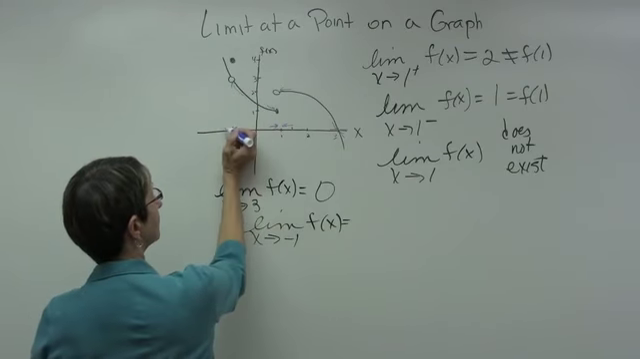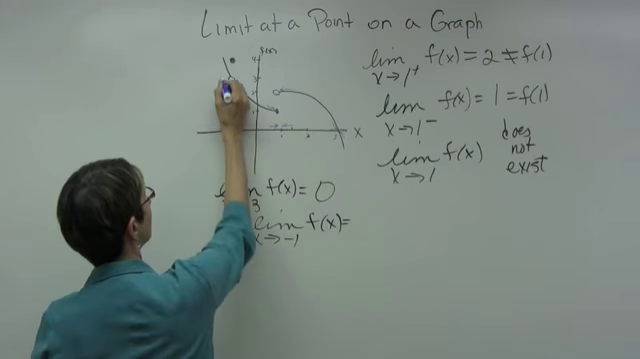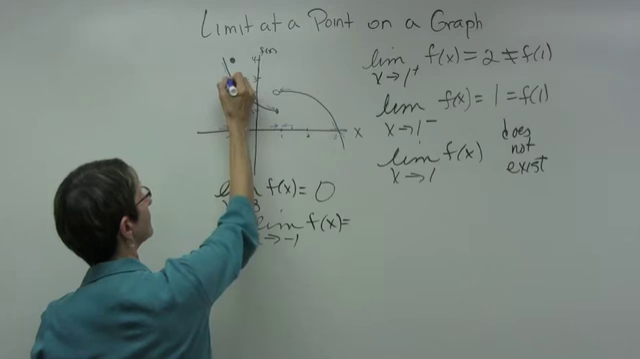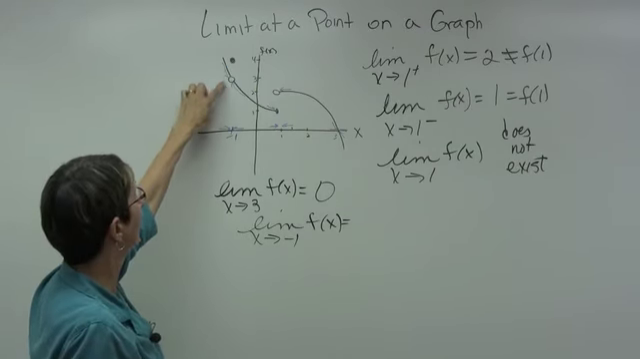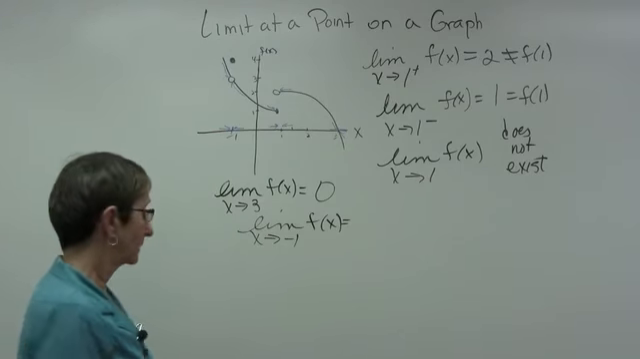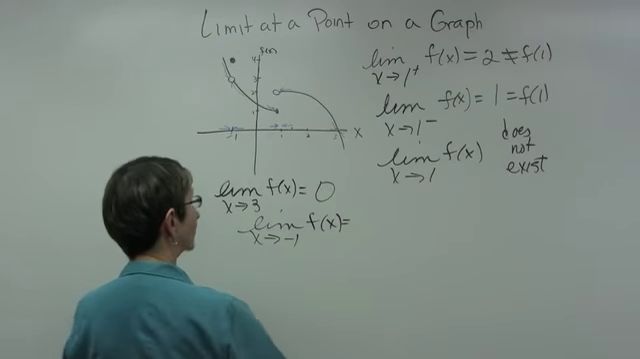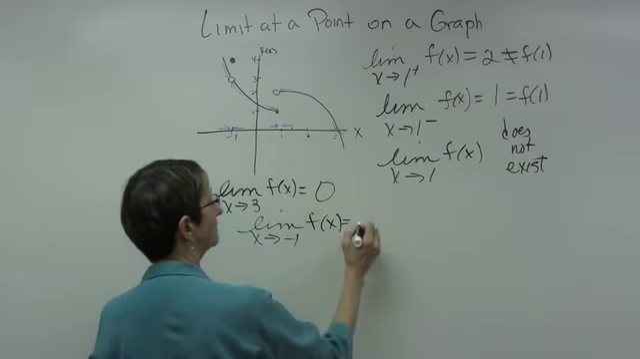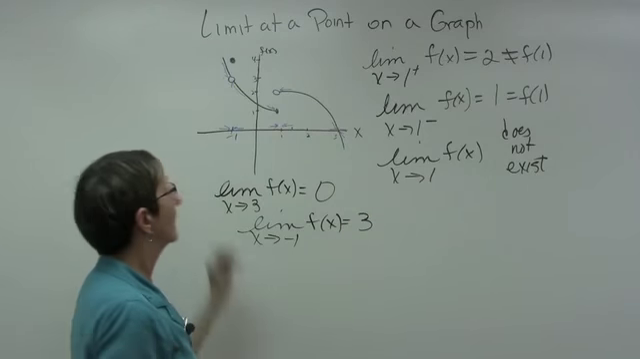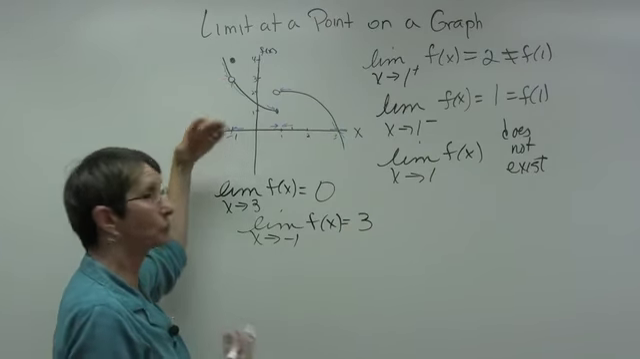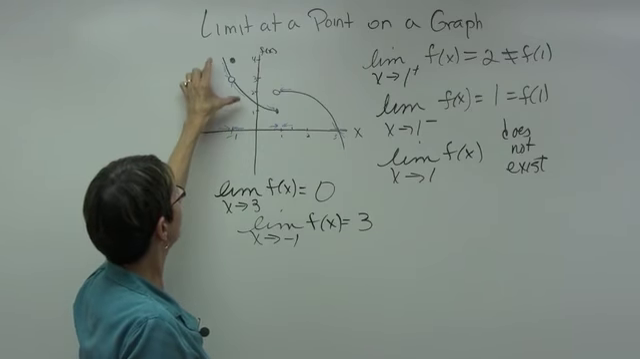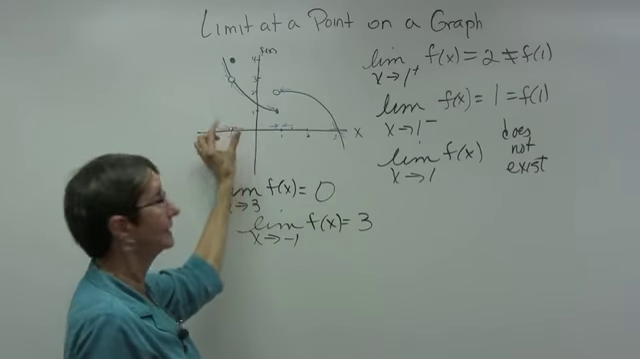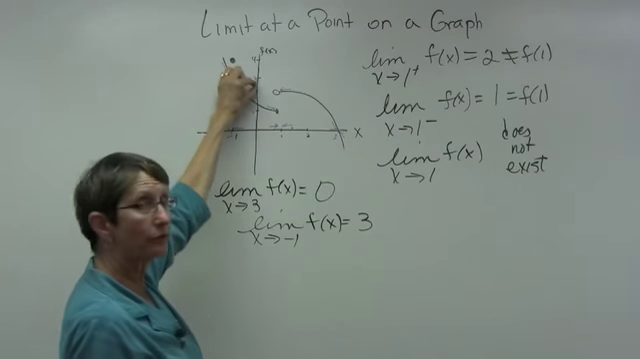On the left side, I go up to the function up here, and I'm going towards, in the same direction, towards the right, x equal to 1, and it still looks like 3. So my limit as x approaches -1 is equal to 3. Again, it doesn't matter what happens when x equals -1. It's just that as x is approaching -1 here, y is approaching 3.